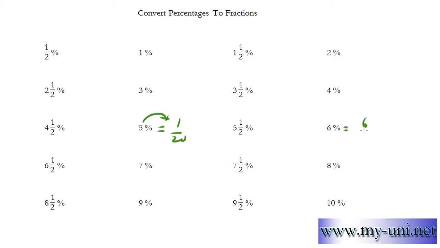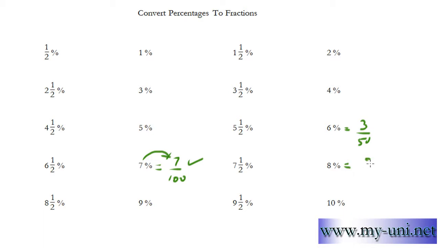6%, simply divide 6 by 100, and you have converted 6% into a proper fraction. This one can be simplified. 2 times 3 is 6, and 2 times 50 is 100, so 3 over 50. So 6% can also be written as 3 over 50. 7%, simply divide 7 by 100, and you've converted 7% into a proper fraction. This one cannot be simplified, so this is how you show your answer.